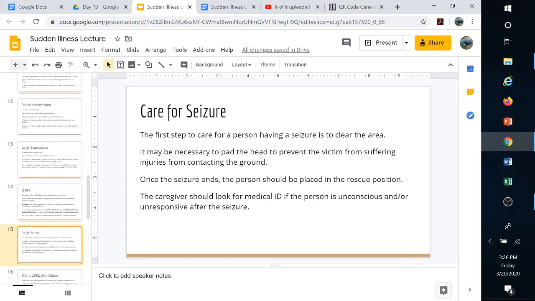So all layperson skills, if you look at the American Heart Association and the American Red Cross, they all say the same thing, and they all follow those guidelines on when to call.